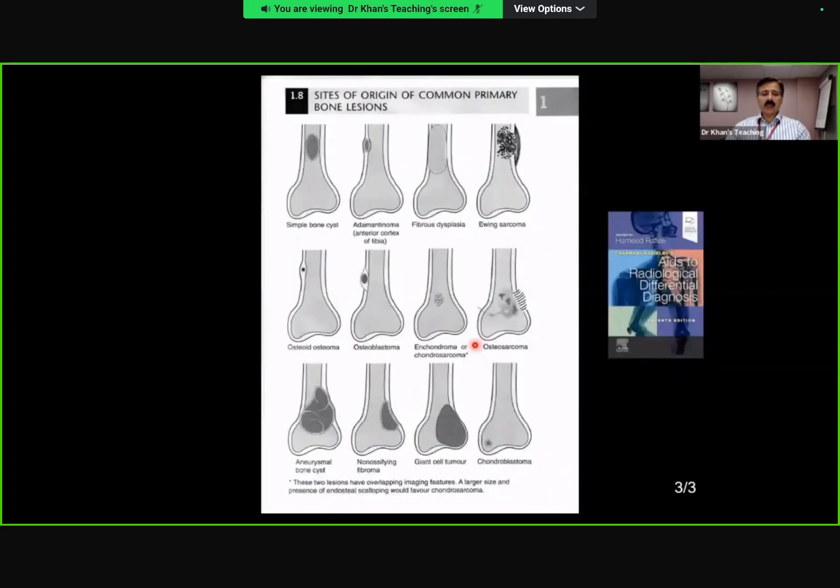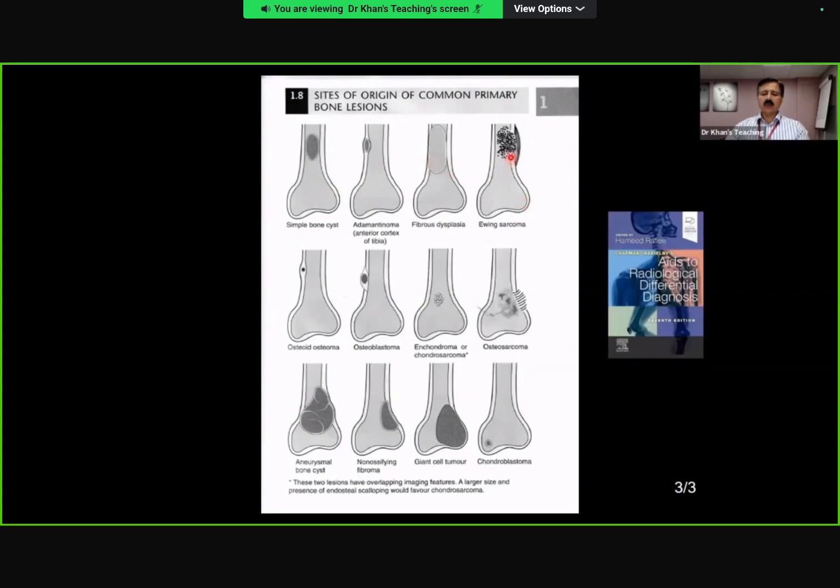In the new Chapman, what has been done is that these diagrams have been changed and one lesion is shown on each diagram. Now, just a revision, look at simple bone cyst and you can see metadiaphysis and you can see central. Adamantinoma, it is cortical. Fibrous dysplasia, it is also in the medullary cavity, but it can also involve the cortex.